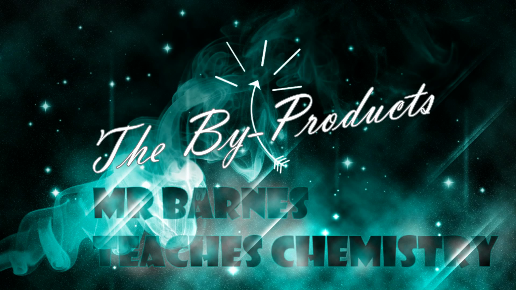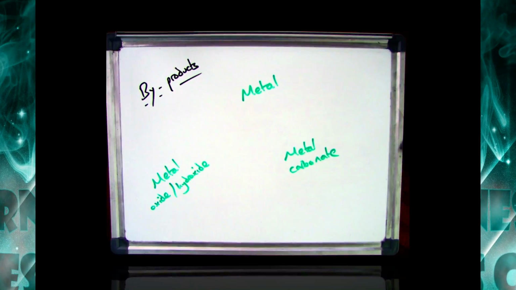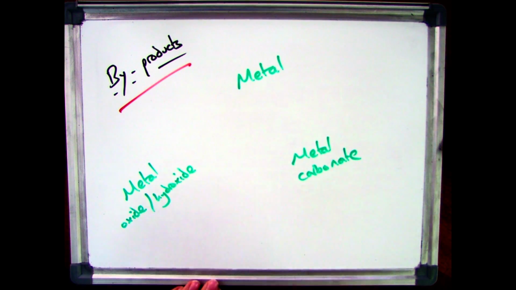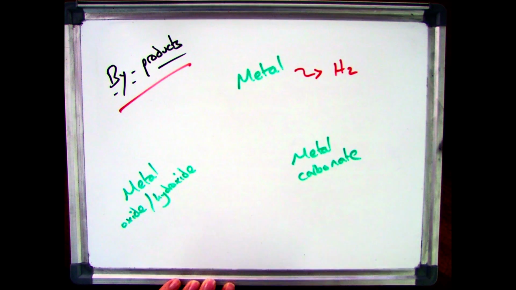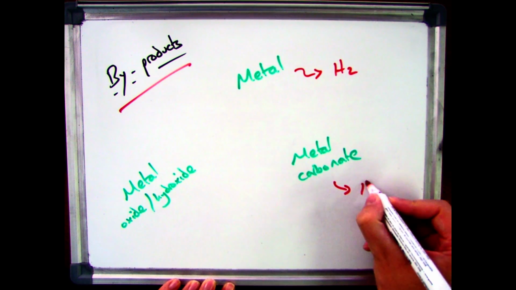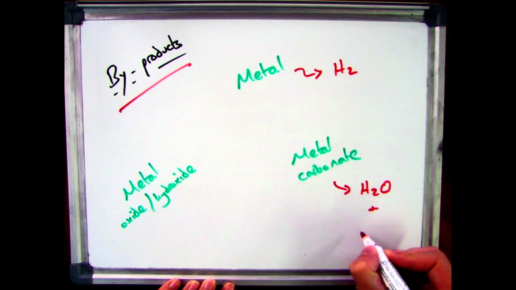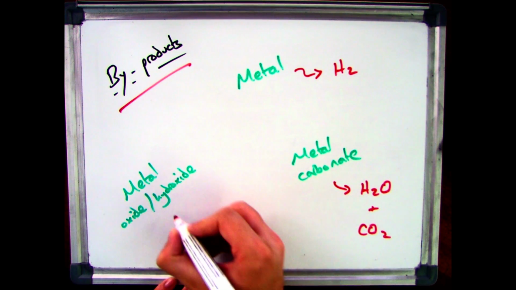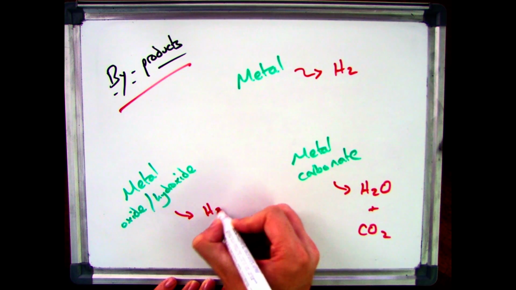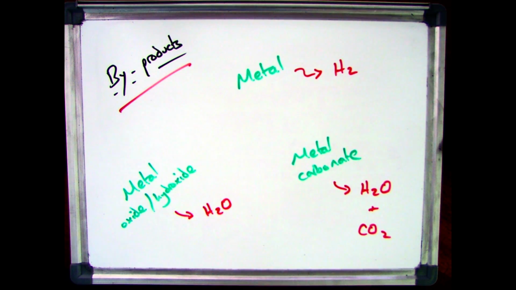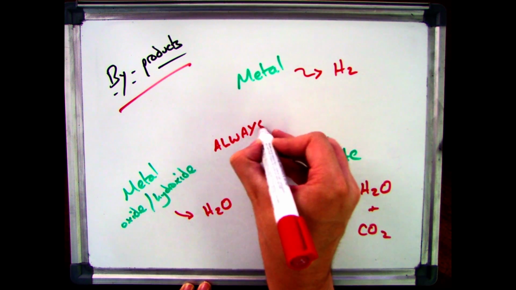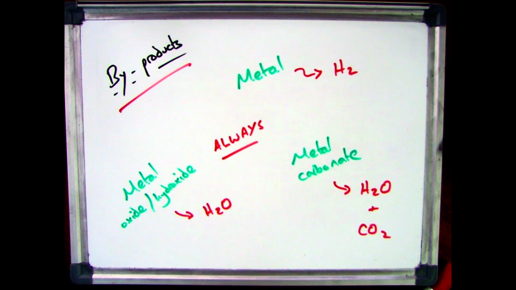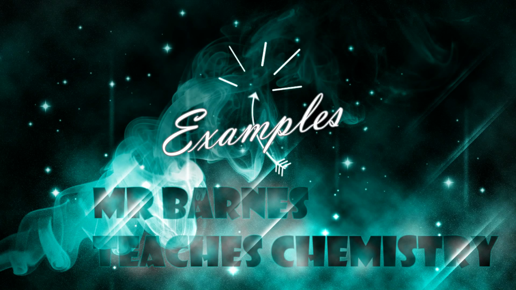You also need to be able to remember the byproducts from neutralization reactions. There are three ones you need to know. If you have a metal on its own, you get hydrogen, which is H2. If you have a metal carbonate, you have water and also carbon dioxide, CO2, and a metal oxide or hydroxide gives you H2O, water. This is the same in every single neutralization reaction, so have a look out for what you get and that'll tell you your byproducts.